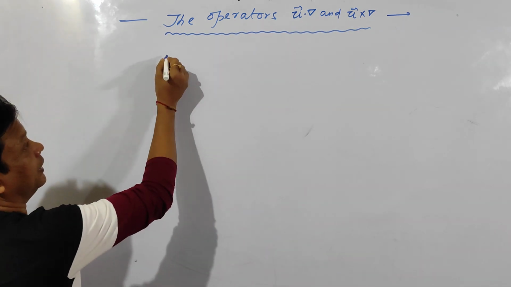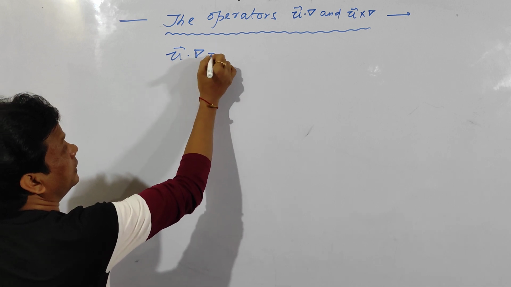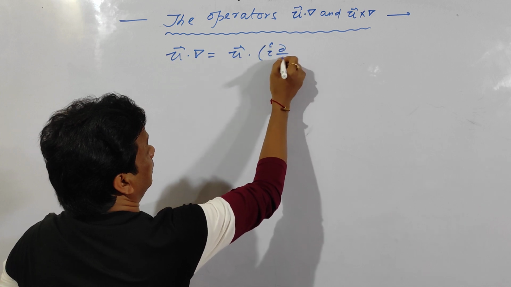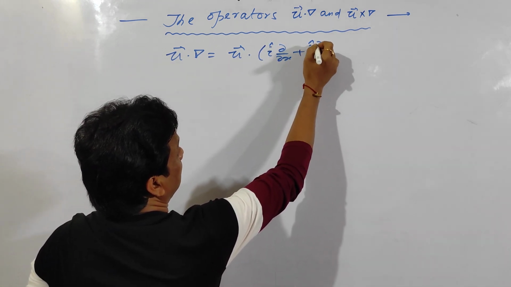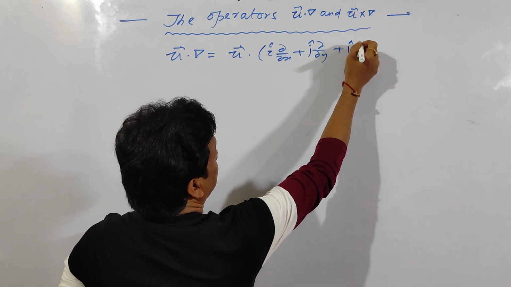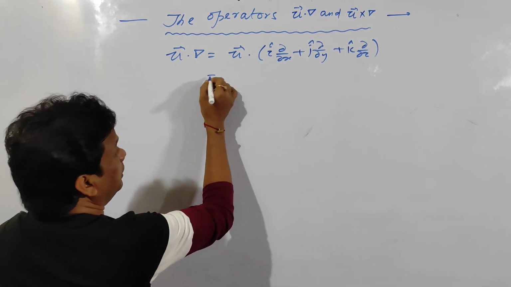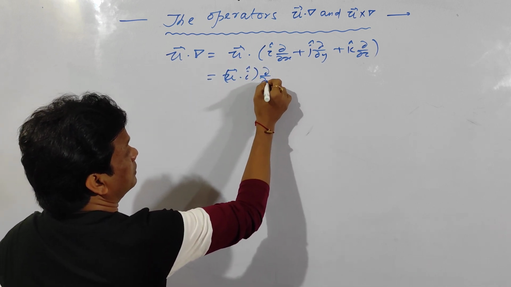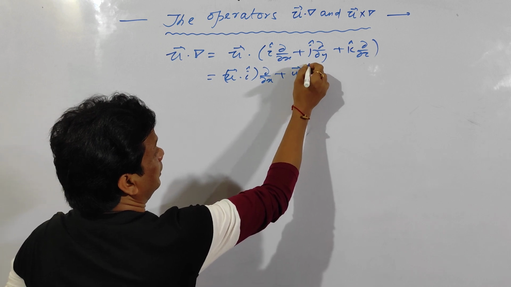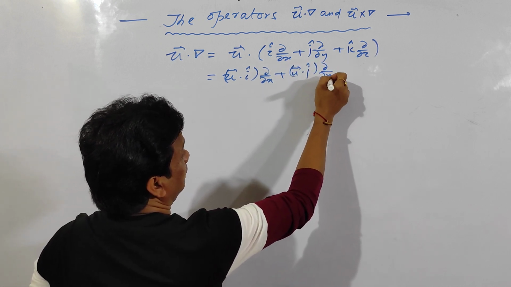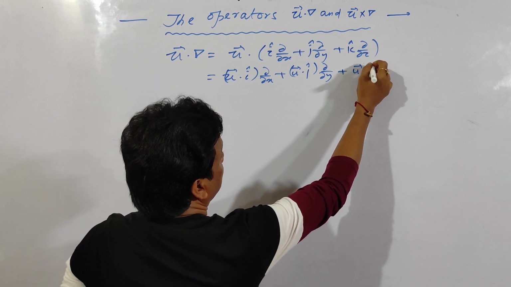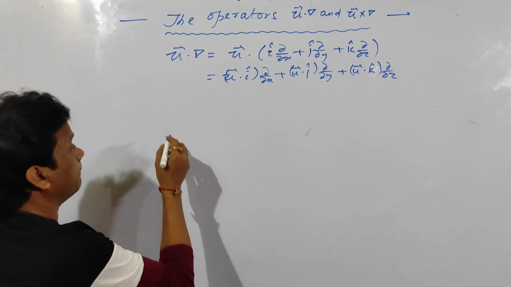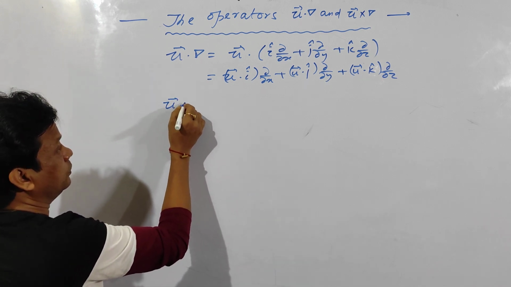Here, see here, u dot del is equal to u dot (i cap del by del x plus j cap del by del y plus k cap del by del z). And this can be written as u dot i cap into del by del x plus u dot j cap into del by del y plus u dot k cap into del by del z. We can write it like this.